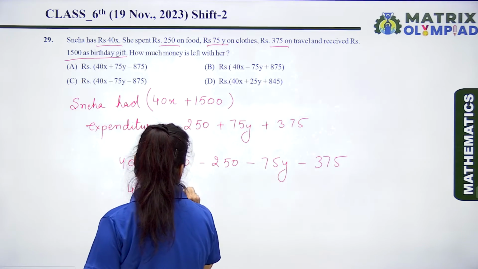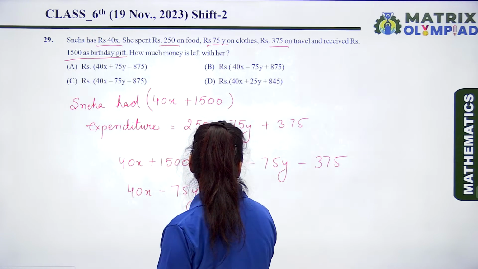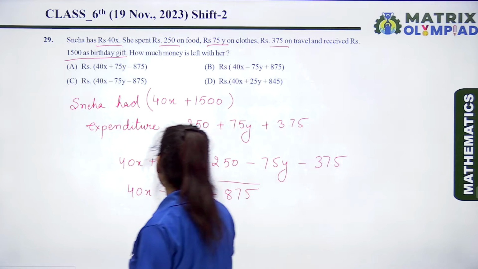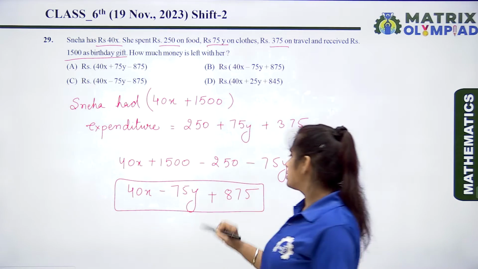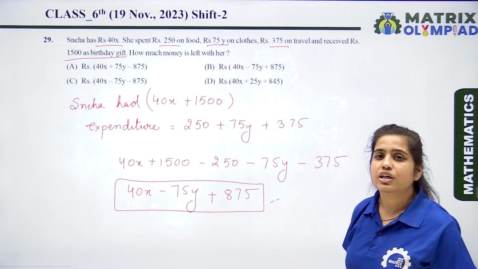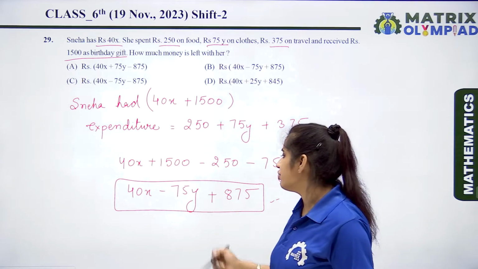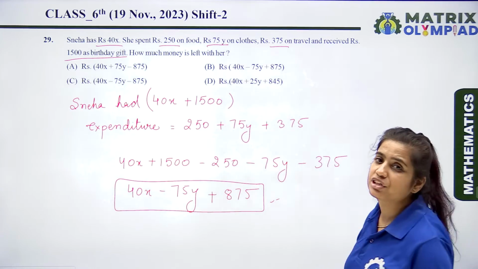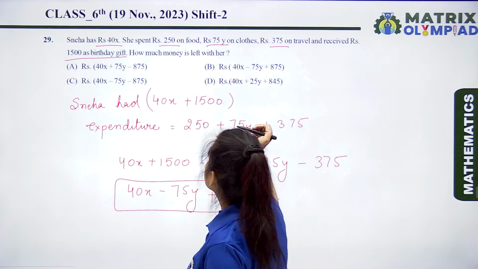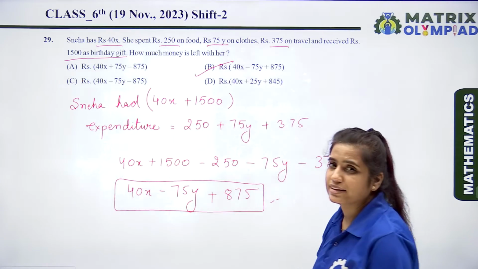40x minus 75. Here we get, so this is the total money she is having, that is 40x minus 75y plus 875. So out of these four options we can say that option B is the correct answer.